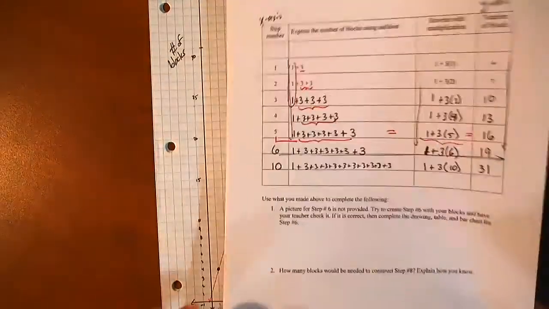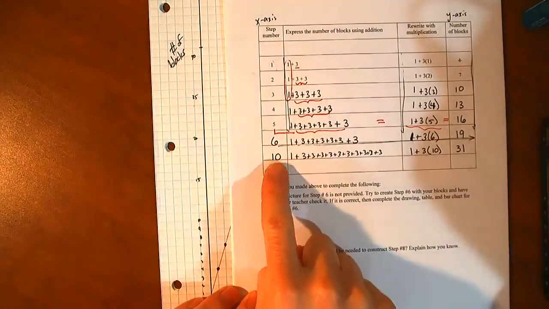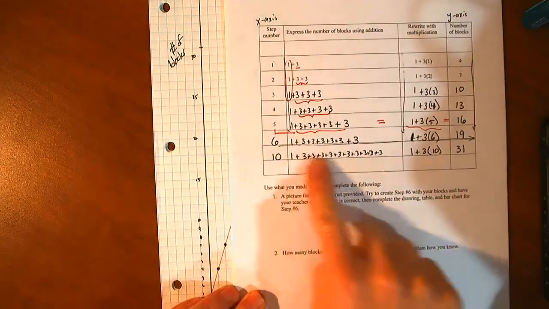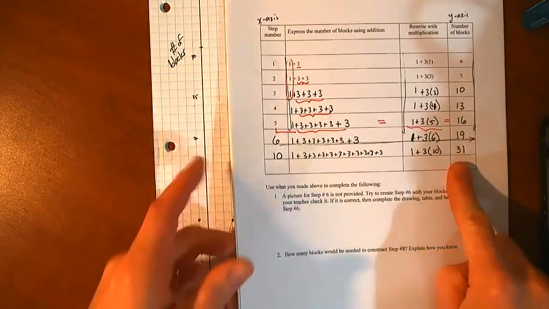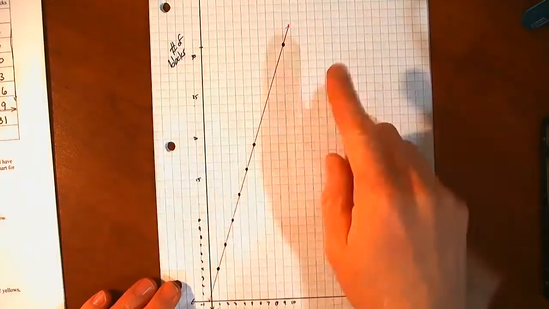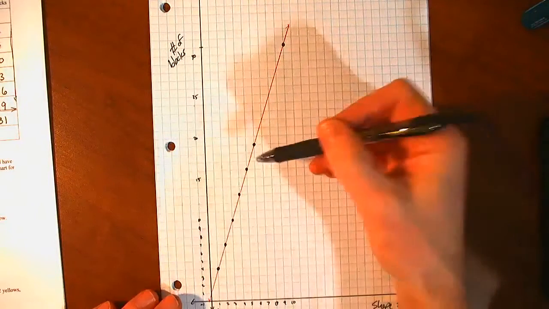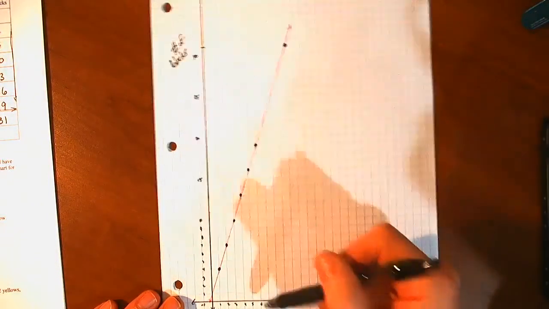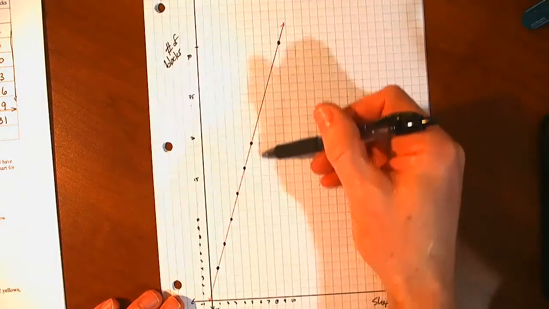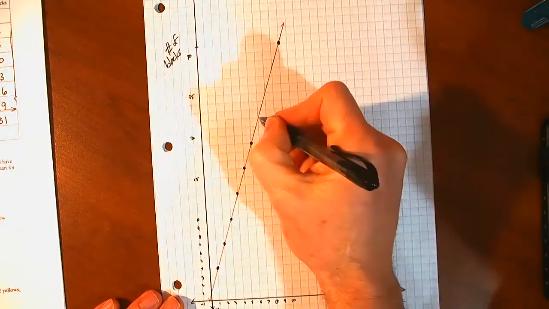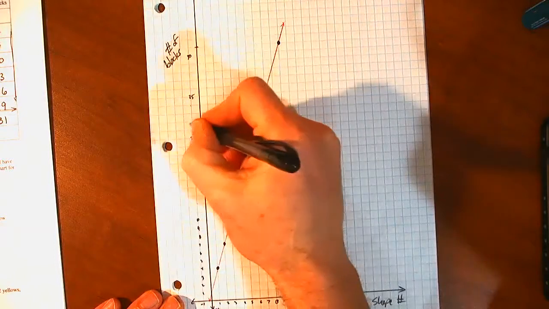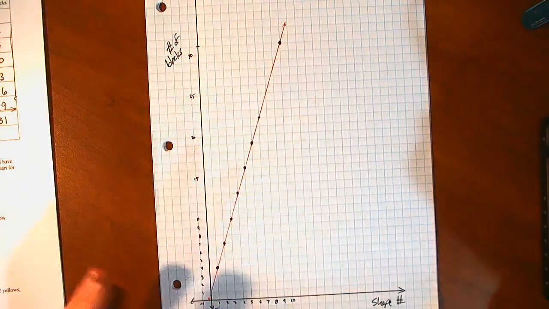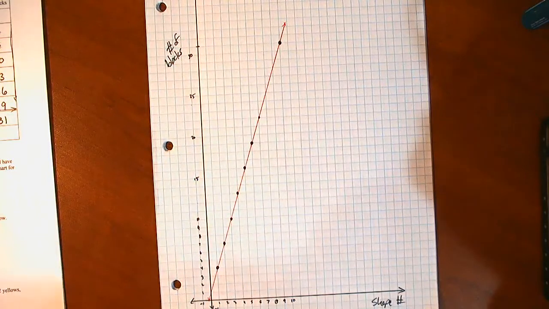So with this table, we were able to use patterns to figure out what step 10 would be, and then we checked it with the blocks, but we used the patterns to figure this out. I could just as easily use patterns to figure out how many blocks were in step 7. So in step 7, it looks like there should have been 22 blocks. We could grab the blocks and check that if we wanted to. We're not going to, but we could.